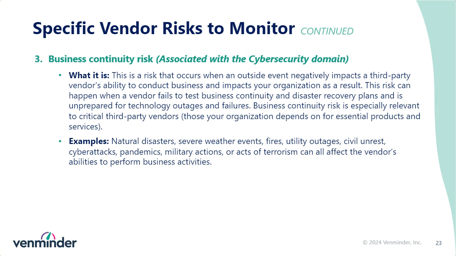Business continuity risk is especially relevant to critical third-party vendors because those are vendors you are dependent on. So it's very important that you monitor the business continuity risk of those critical vendors. So a couple of examples, of course, are natural disasters or severe weather events, utility outages, definitely cyber attacks, and pandemics. Of course, we all experienced that. But all of these have the ability to negatively impact your performance. Therefore, it is a critical business risk for you to monitor.